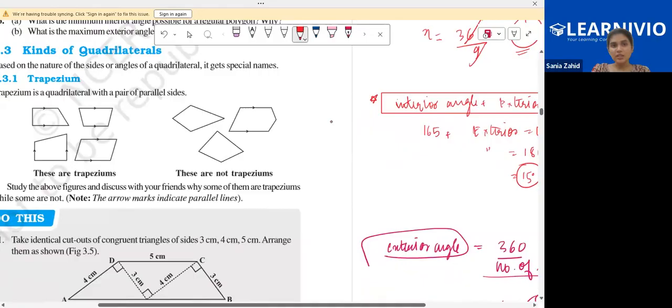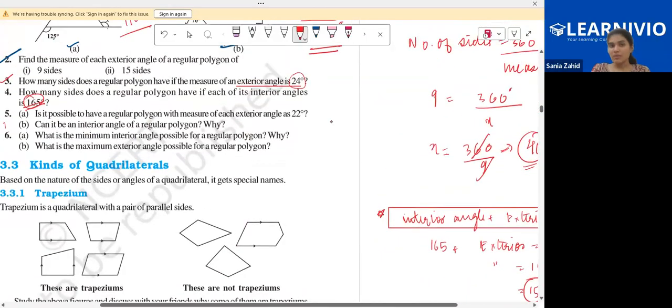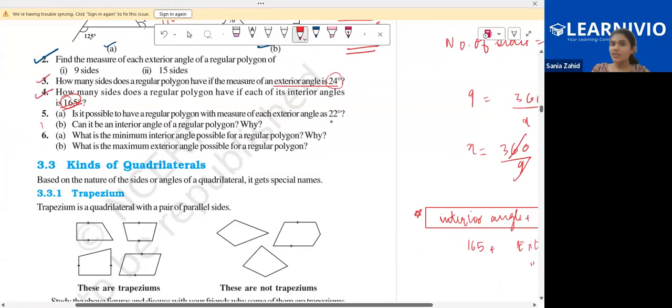So, this question involves one more step: first find the exterior angle and then find the number of sides. Why? Because Duhaa, you cannot use the formula for the interior angle. The formula is only for the exterior angle.